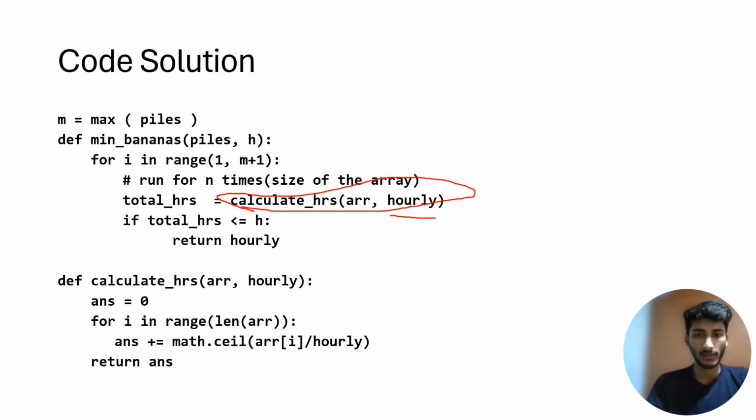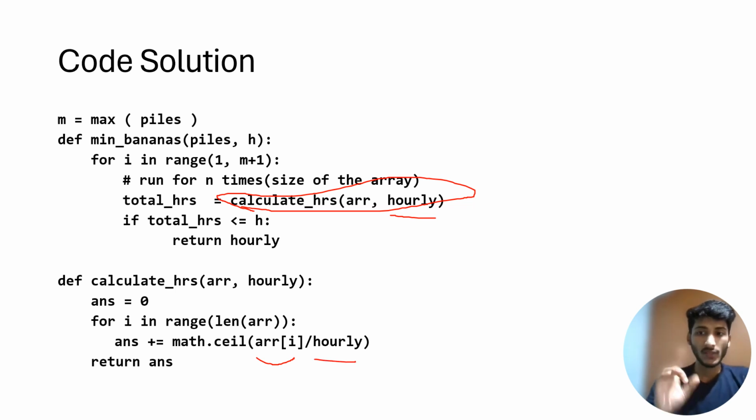So I'll simply return. All right, now below this I have defined the functionality of calculate hours, which is very easy. If you are going to calculate the hours it takes to eat the bananas, what are you exactly doing? You're dividing each element inside the array by that hourly value. So that's what I'm doing here. I've defined a variable answer, initially 0, and then for each element inside that array, I'm taking the division of that element by that hourly rate, and I'm taking the ceil of that.